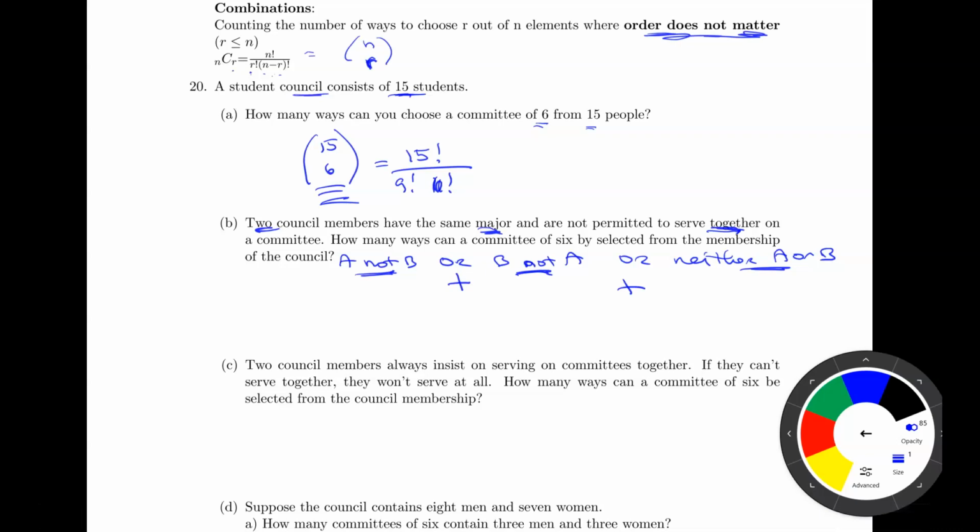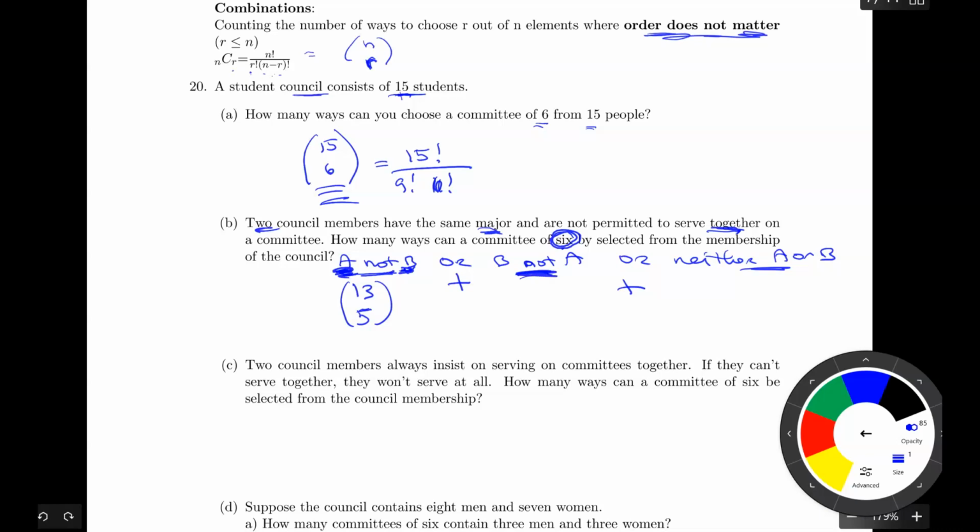So or is addition, correct? Yes. Okay. So if I have A and not B, I've got 15 people to choose from. I'm choosing A, and I'm not choosing B. So out of the 15, there's 2 that I'm eliminating, correct? So I really only have 13 to choose from. And then I want to choose a committee of 6, right? I've already chosen A, so how many do I have left to choose? 5. Oops, it's a messy 5. There we go. A very messy 5.